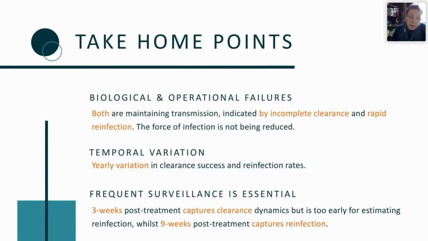And so to conclude, both biological and operational failures are maintaining transmission, and this is indicated by this incomplete clearance and rapid reinfection. What this basically means is that the force of infection is not being reduced by this treatment. You can ignore the one in the middle, that was a mistake, that's not supposed to be there. The next point to take home is that frequent surveillance is essential. 3 weeks post-treatment does capture the clearance dynamics, but it's too early for estimating reinfection, whilst 9 weeks post-treatment does capture the reinfection. And this really has implications for surveillance and monitoring programs.